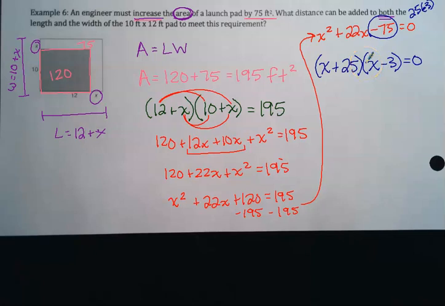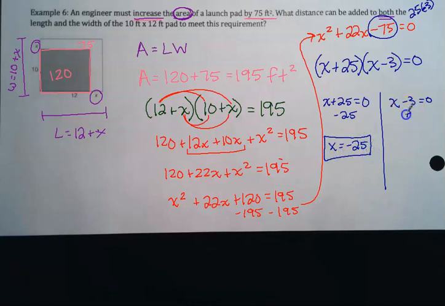I'm going to apply that zero product property, set each of these equal to 0. X plus 25 could equal 0. Whoops. I got carried away with my dividing line here. X plus 25 equals 0, and x minus 3 could equal 0. So if we subtract 25, x could equal negative 25 is one solution. Here we add 3. So x equals a positive 3 is our other solution.